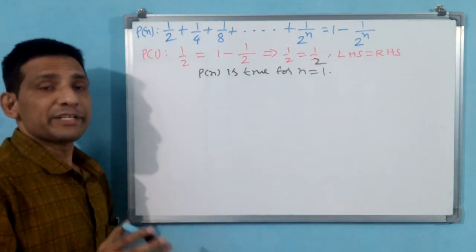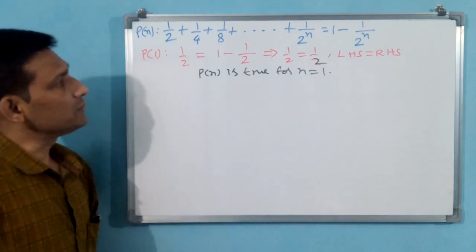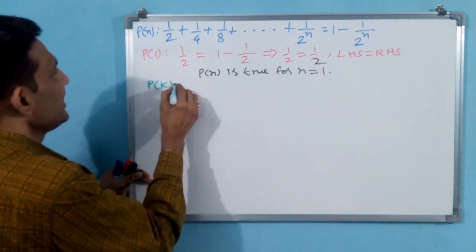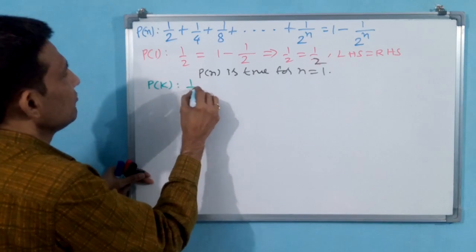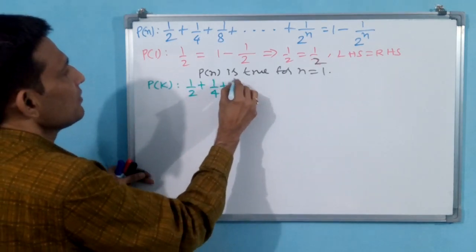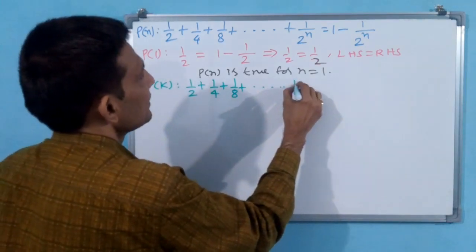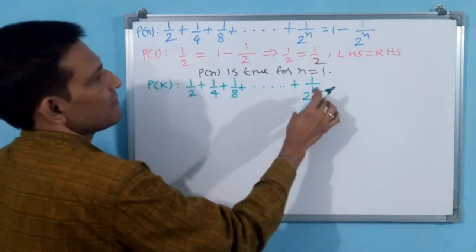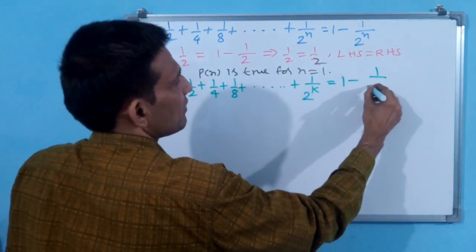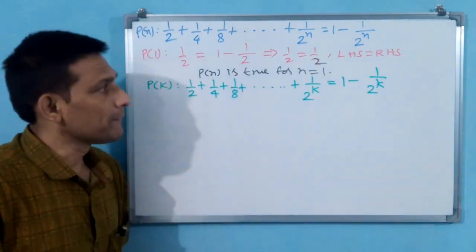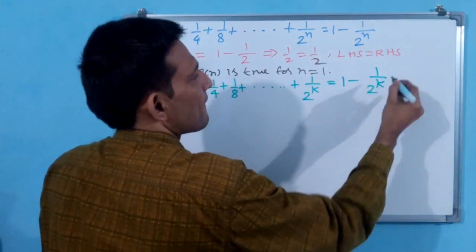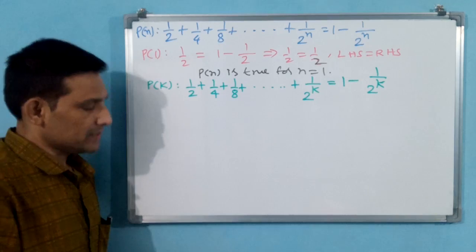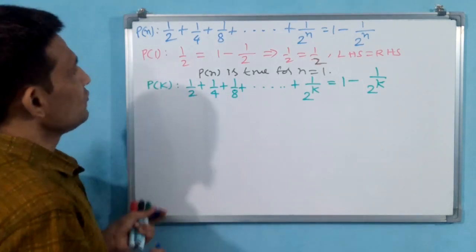Okay, written. Next step is P of k. Write down P of k also. P of k colon. You copy this Pn. 1 by 2 plus 1 by 4 plus 1 by 8 plus dash dash 1 by 2 power k. Why? Because when n is there, n will come, k is there, k will come. That is equal to 1 minus 1 by 2 power k. Is it okay? Okay, but important step we have to write. What? Assume Pk is true. Yes, definitely. Write down the step. Assume Pk is true.